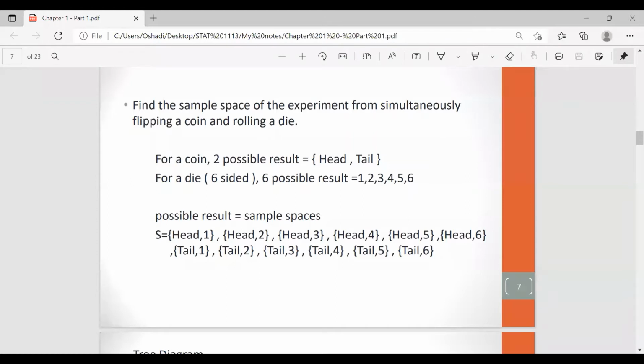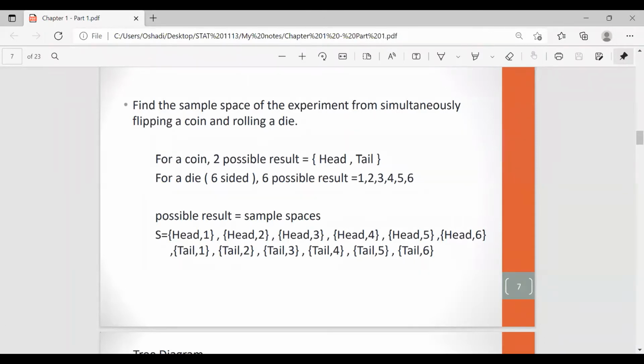So here, the random experiment is we have to flip a coin at the same time rolling a die, right? So for the coin, there are 2 possible results as head and tail. And for rolling a die, there are 6 possible results as 1 to 6, right?